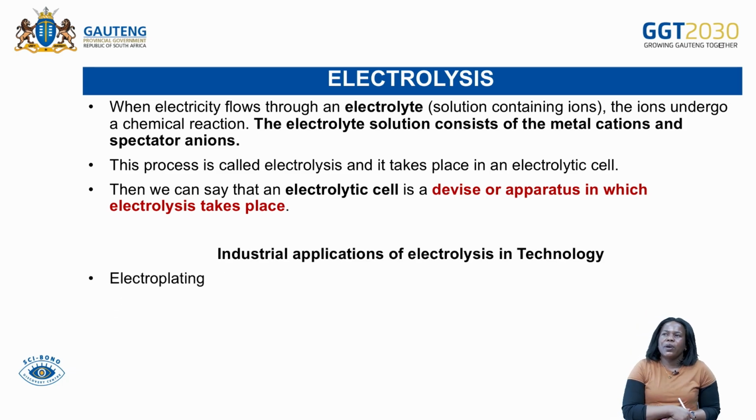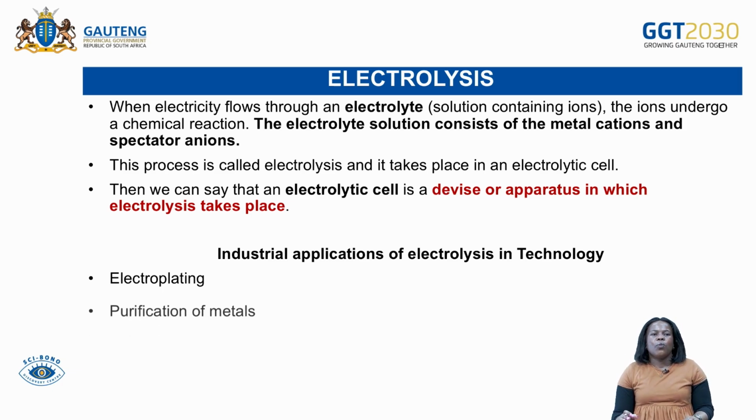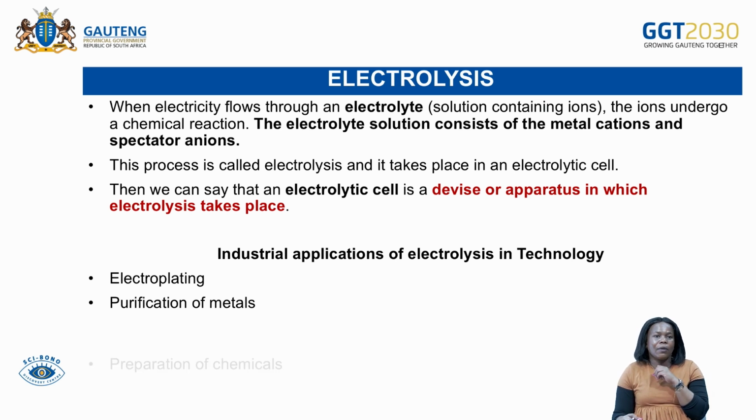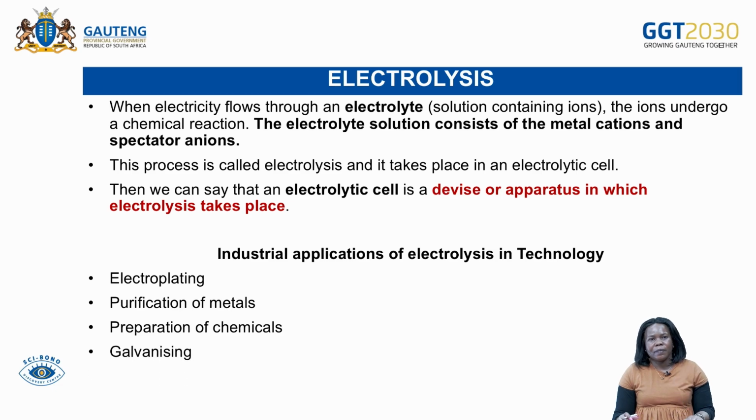Why do we have to do electrolysis in the first place? Because we want to do electroplating, where we're making metals more shiny and appealing to the human eye, and we're increasing their durability. We're going to talk about it. We also want to do electrolysis for purification of metals, for preparation of chemicals, as well as galvanizing. These are the industrial applications of electrolysis technology.